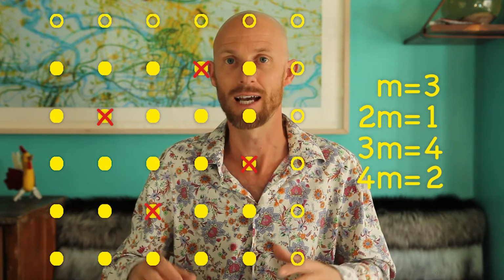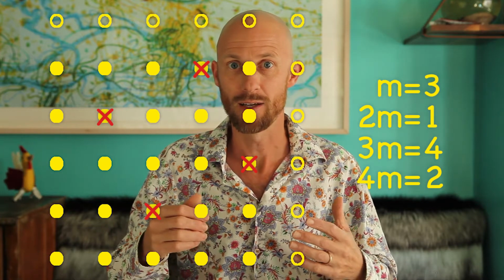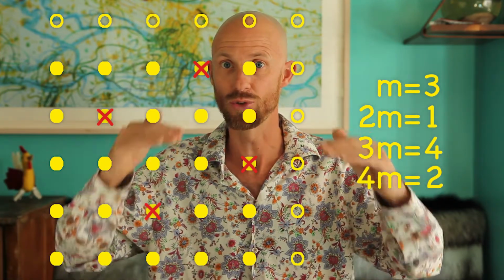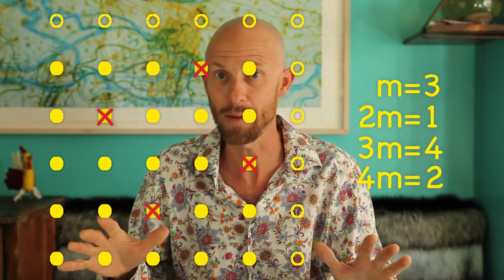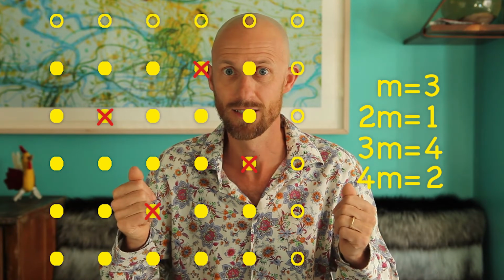And so m, 2m, 3m, and 4m have to land on different rows, i.e. leave different remainders, 1, 2, 3, or 4, after dividing by 5. Now it doesn't have to happen in that order. For instance, this.